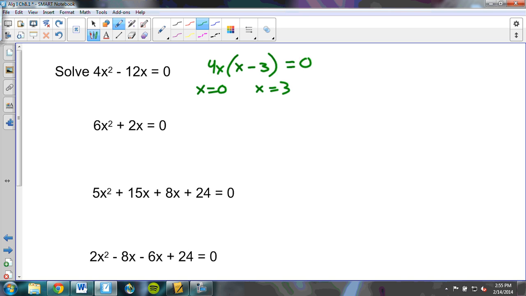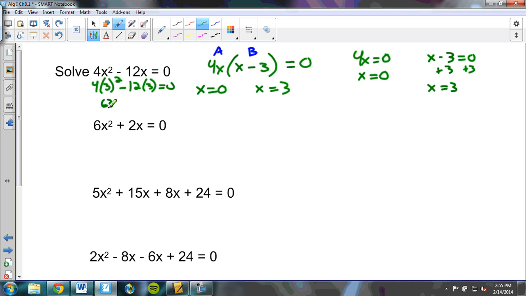Remember, these are kind of like bubbles, like that's my a and that's my b. I can take the bubbles and set them equal to 0 and solve. If I take x minus 3 and set it equal to 0 and I add a 3 to both sides, well, that means that x equals 3. That's one of my solutions. If I plug a 3 in for x, I get 4 times 9, which is 36, minus 36, and that's 0.